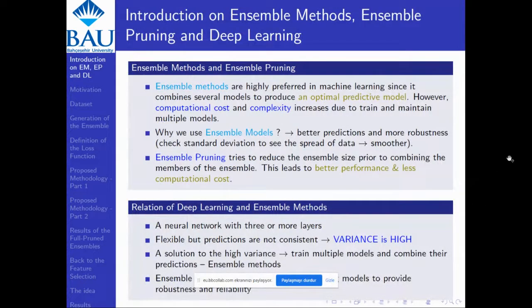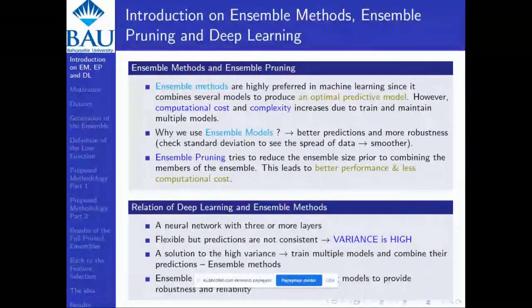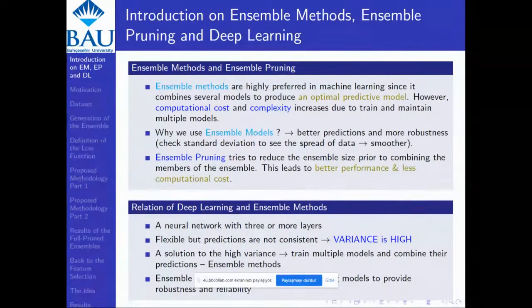So ensemble methods are highly preferred in machine learning because they combine several models to produce an optimal predictive model. But it comes with computational cost and complexity because it increases due to training and maintaining multiple models. So why do we use ensemble models? Because they give us better predictions and more robustness. When I say robustness, you can see the spread of the data is smoother with ensemble models. And ensemble pruning tries to reduce the ensemble size before combining all of the members of the ensemble, which leads us to better performance and less computational costs.